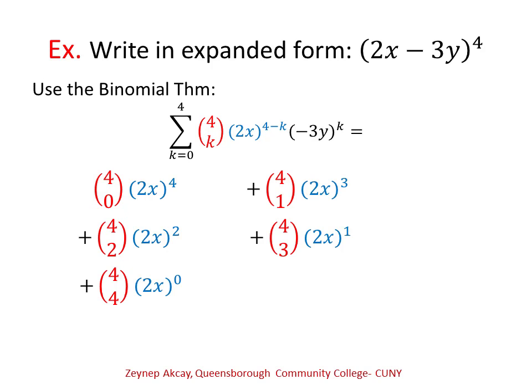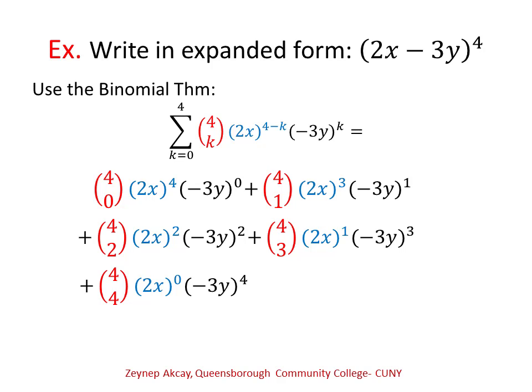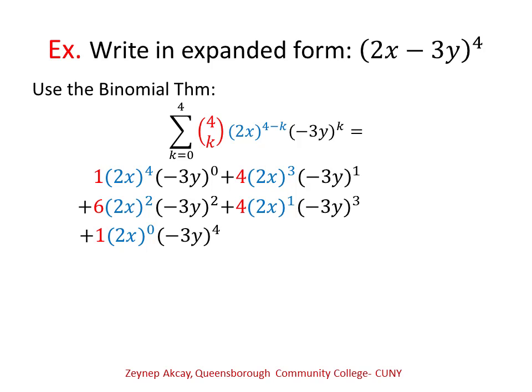The next one is the x factor. As k changes from 0 to 4, the exponent of 2x changes from 4 until 0. And the next factor is the y factor. When k changes from 0 to 4, the exponent of negative 3y changes from 0 to 4 as well. Next, we evaluate the binomial coefficients. So we find 4 choose 0 and 4 choose 4 to be 1. We find 4 choose 1 and 4 choose 3 to be 4. And we find 4 choose 2 to be 6. So we plug in these values.